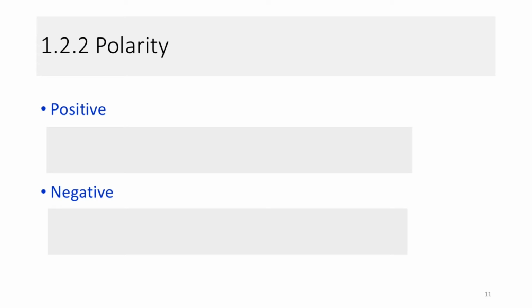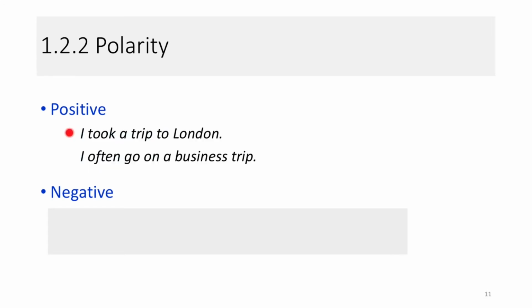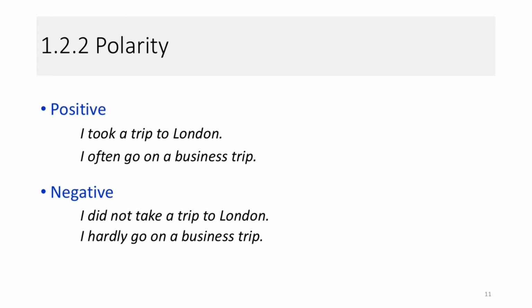In addition to communicative functions, plurality can also be used as a criterion for sentence classification. By plurality, there are two types of sentences, positive and negative. Sentences like I took a trip to London, I often go on a business trip are positive sentences. And sentences like I didn't take a trip to London, I hardly go on a business trip are negative sentences.